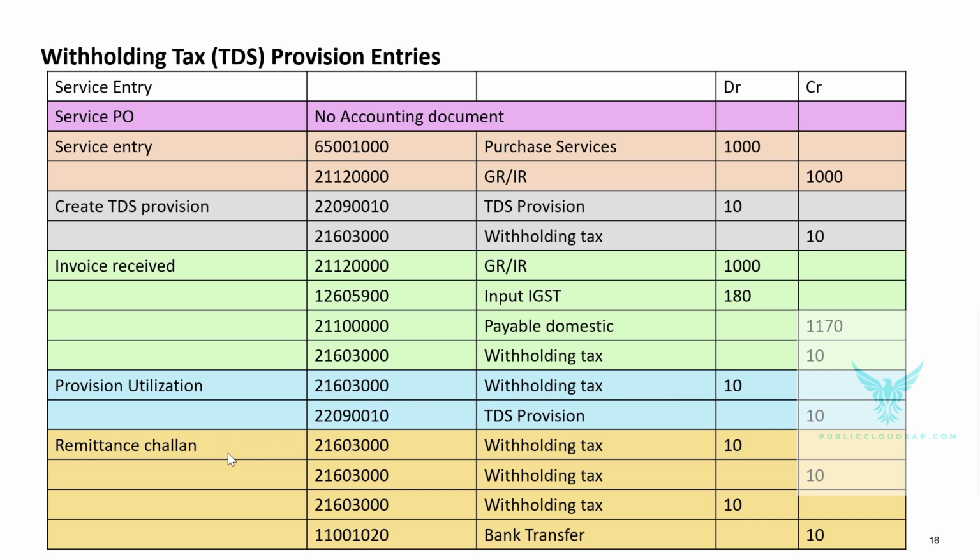Whenever we create remittance challan, the withholding tax debit and credit, these two entries are nothing but provision entries. The system will clear off the debit and credit of the withholding tax. Now the 10 rupees withholding tax will be paid to the government, and the credit is bank transfer. These are all very important accounting documents, and sometimes the business users will not accept creating the provision. Generally, we collect all the invoices at the month end and post them. So you still have an open invoice. As per the legality, we need to create the provision.